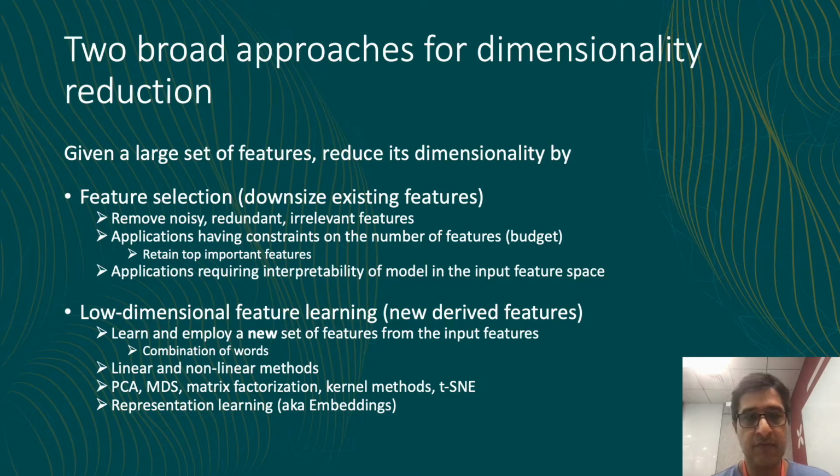The other set of methods is by reducing the dimension of your feature set into a low dimensional feature space, which you learn as a combination of the existing features, right? So this could be carried out by combining the words together, for example, in our text-based prediction problem. And these could be linear or non-linear in nature. So the linear models typically are principal component analysis, multidimensional scaling, matrix factorization, TSNE. These are the models that we will talk about today.